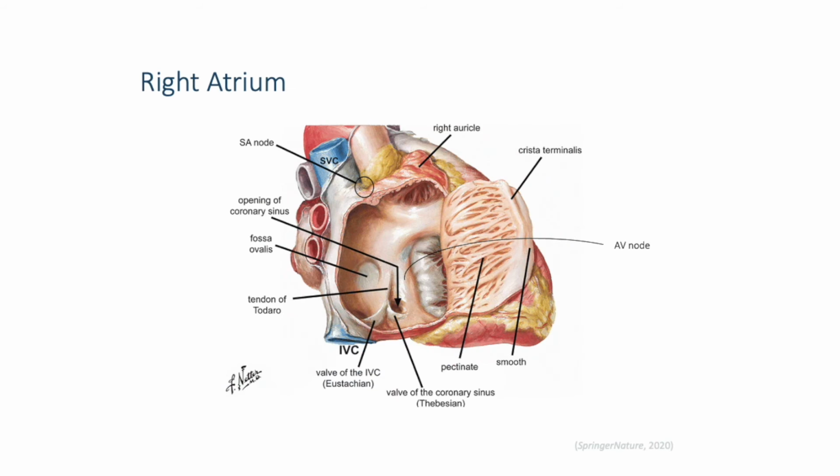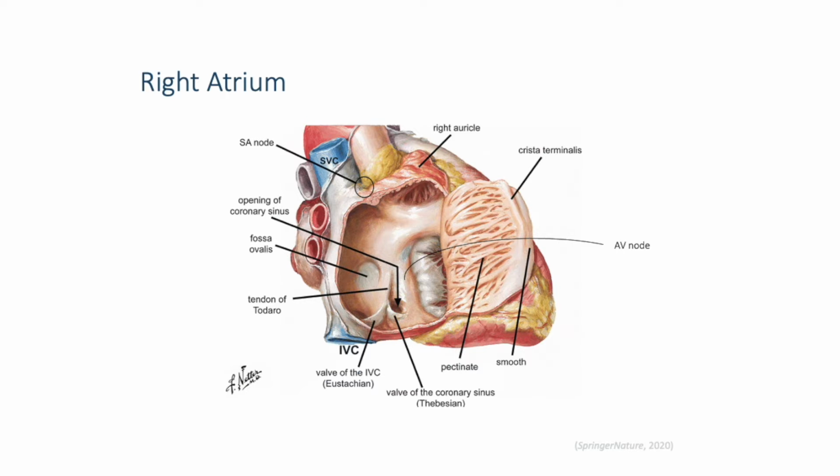So let's take a look at the right atrium. This is the first structure of the heart that receives the deoxygenated blood back from the veins from all over the body. And so your right atrium is a lower pressure system. The venous side is lower pressure in comparison to the arterial side under normal circumstances.